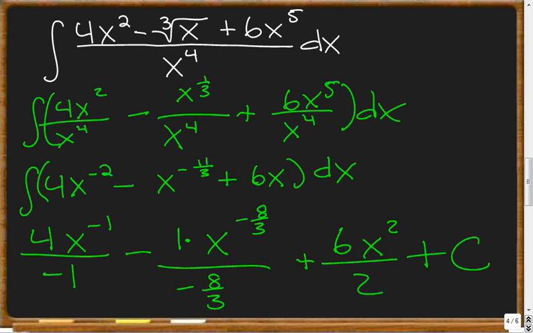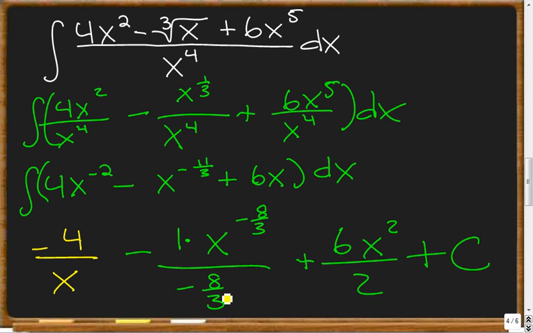Now we can simplify this. So this term right here, 4x to the negative 1 over negative 1, we can simplify that. So these two terms make negative 4. Our x to the negative 1 is 1 over x. So I'm going to rewrite this as negative 4 over x.